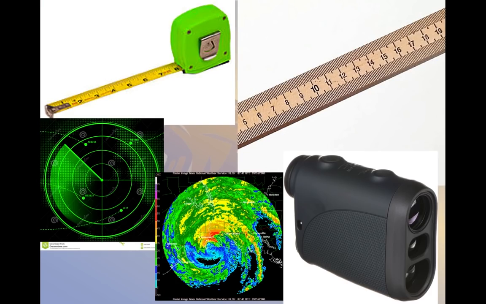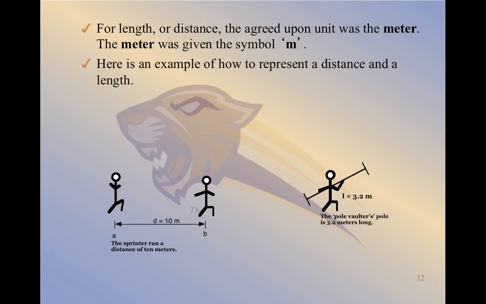These are some things that we use to measure distance. So we could use a tape measure, or meter stick, or rangefinder, or radar. Those can all be used to measure distance. They can also be used to measure length. And because we use the same tool to make those measurements, we use the same unit for our measurements. So for length or distance, the agreed upon unit is the meter. It's given the lowercase letter m, and so here in our picture we have a distance of 10 meters, or we have a pole vaulter with a pole that's 3.2 meters long.